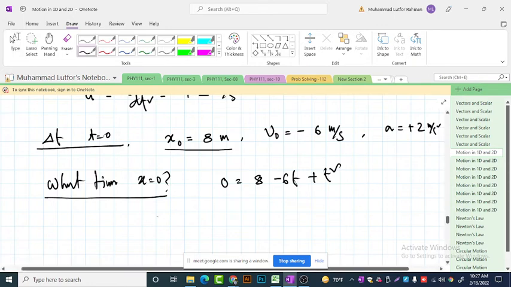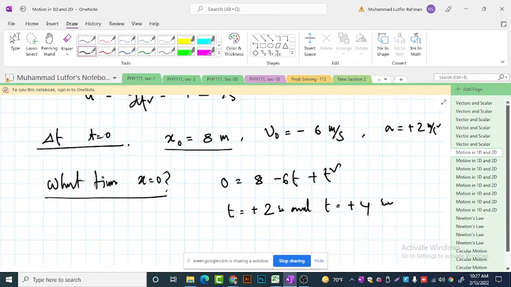Then this is a quadratic equation, and I can solve this one. Since it's a quadratic, t has two roots. If you solve this particular equation, you will find that t would be plus 2 and t would also be plus 4, with the unit being seconds. Both roots I have to consider over here. I cannot neglect either, because neither of these t values is negative, right? I'll explain what this is over here.